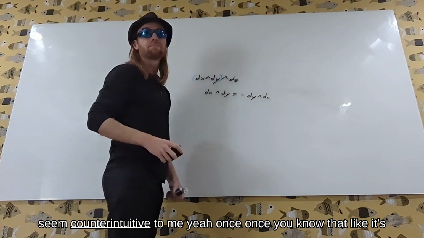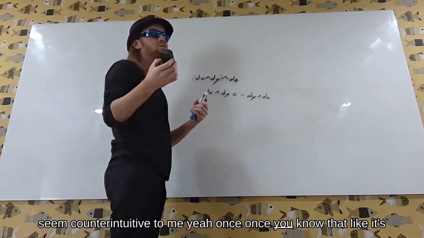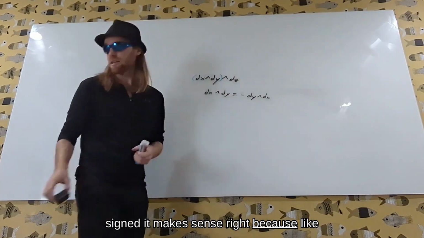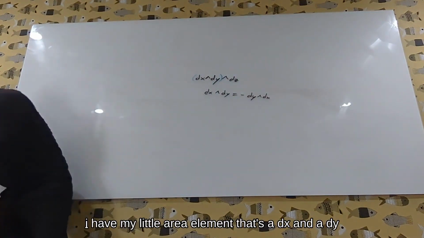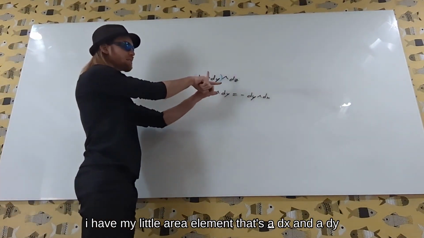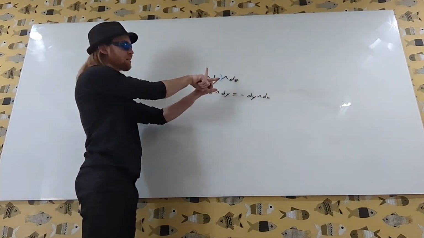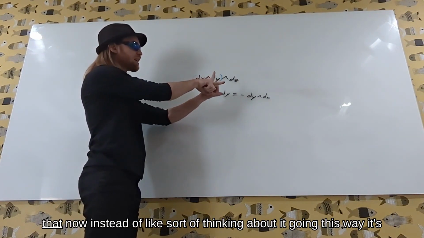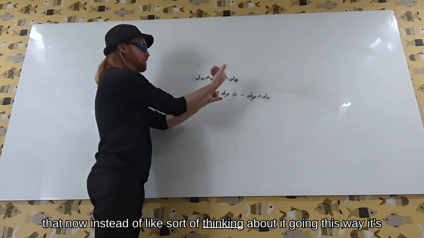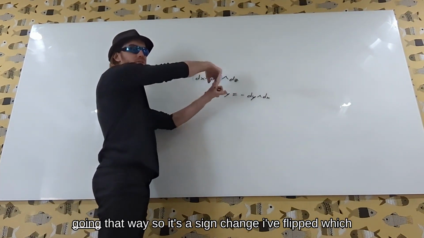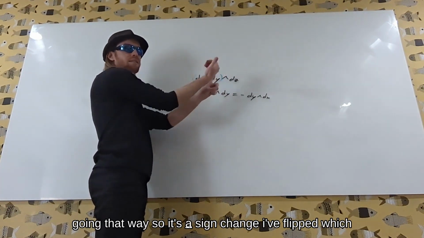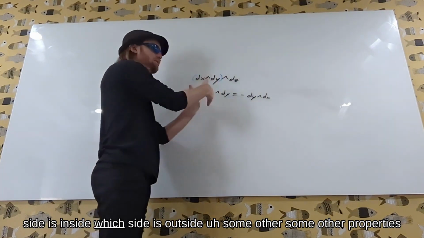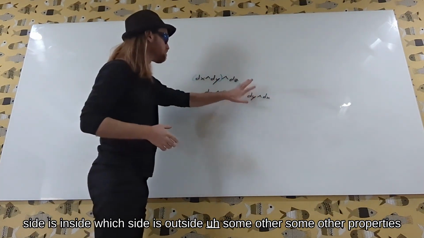That doesn't seem counterintuitive to me. Yeah, once you know it's signed, it makes sense. I have my little area element that's a dx and a dy. If I swap the dx and dy, then instead of going this way, it's going that way. So it's a sign change. I've flipped which side is inside and which side is outside.